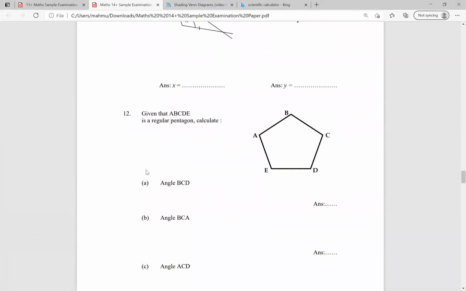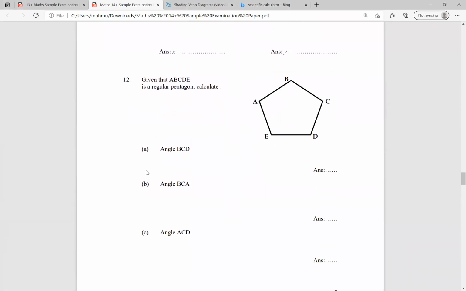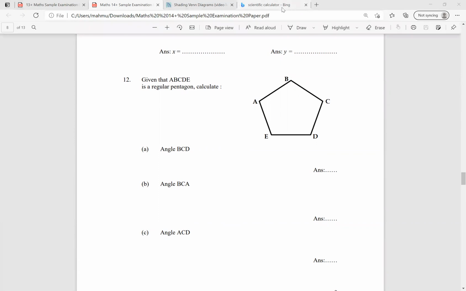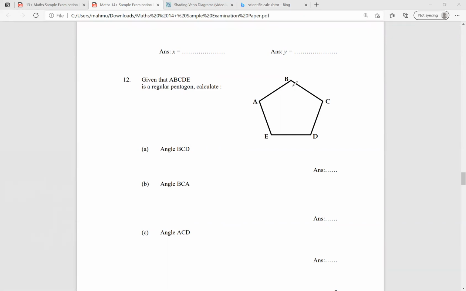Next part. So given the regular pentagon, calculate the angle BCD. So let me draw it first. So you've got BCD. So they want you to calculate this angle here. So how will you calculate this? We've done that so many times. You shouldn't have problems.